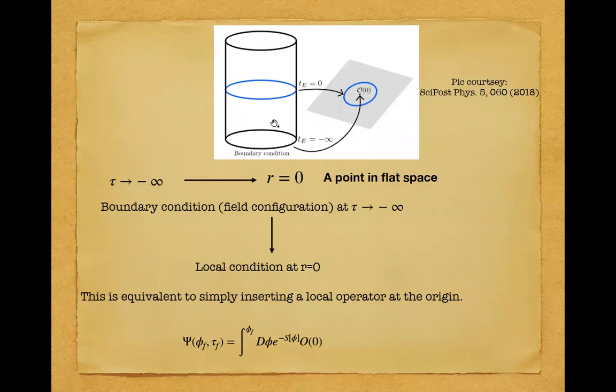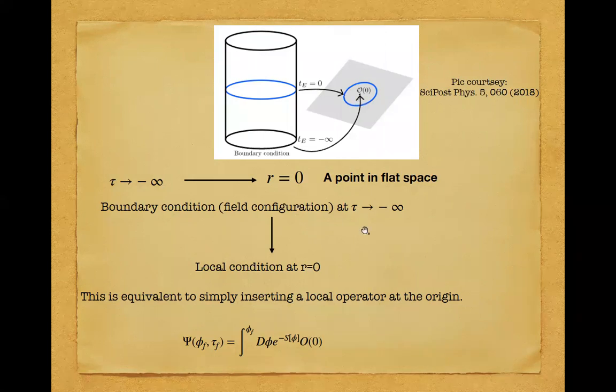So therefore, here on the cylinder you have to specify the full boundary condition on the entire space-like boundary, whereas in this picture you can see that you have to just give the local condition at r equal to 0, right? So this is what the operator insertion means. Instead of some non-local boundary condition, now you just have to mention the boundary condition at a point.